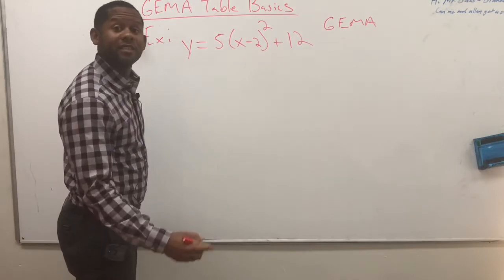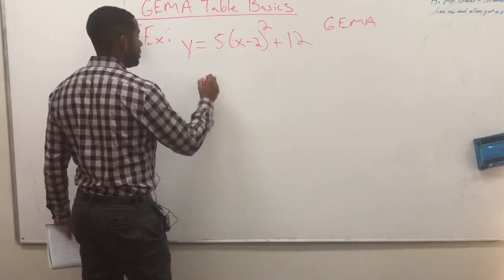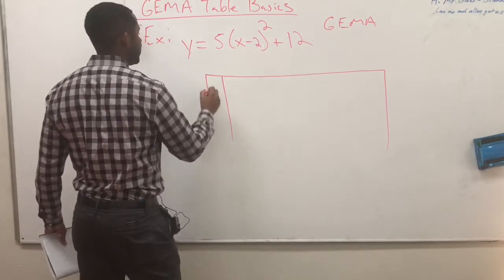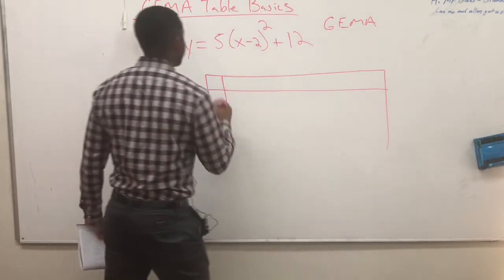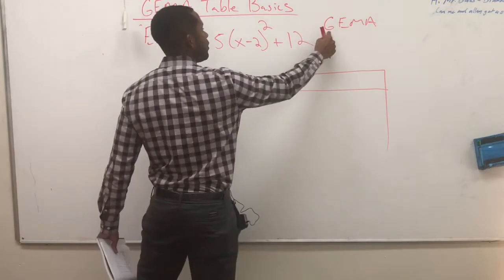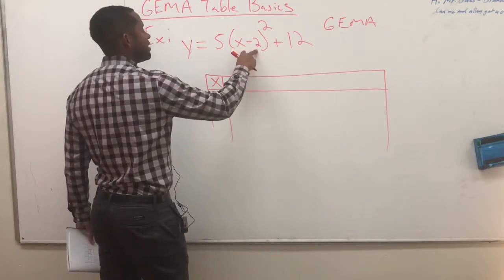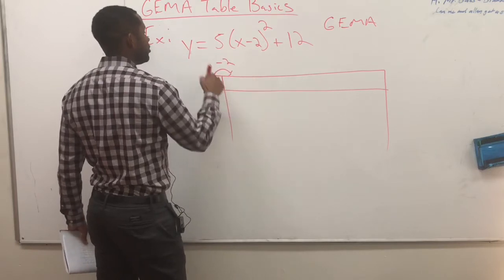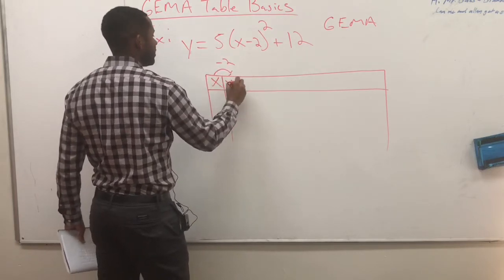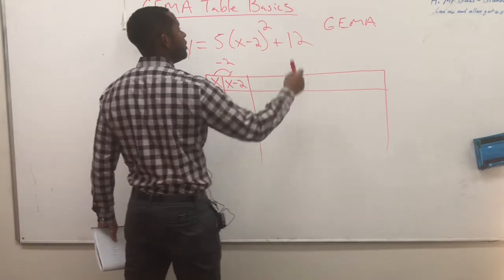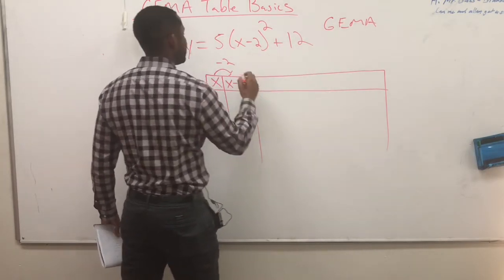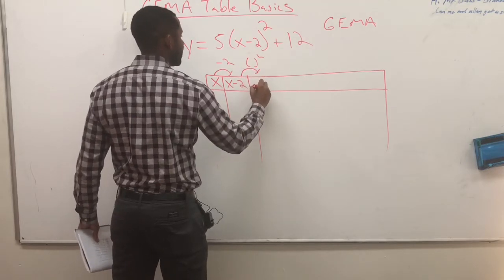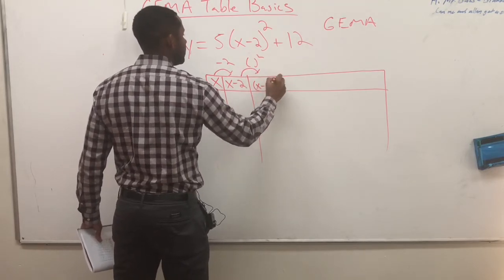Okay, so again, I'm going to set up and I'm going to build this GEMA table. So boom, boom, boom. I don't know how big it's going to be, but I know I'm always going to start with x. And I'm going to follow GEMA. Grouping. I see inside the grouping, the first thing that happens to x is subtract 2. This is key. So x minus 2. No more grouping. Exponents. So I'm going to take that and I'm going to square it. So this becomes (x minus 2) squared.